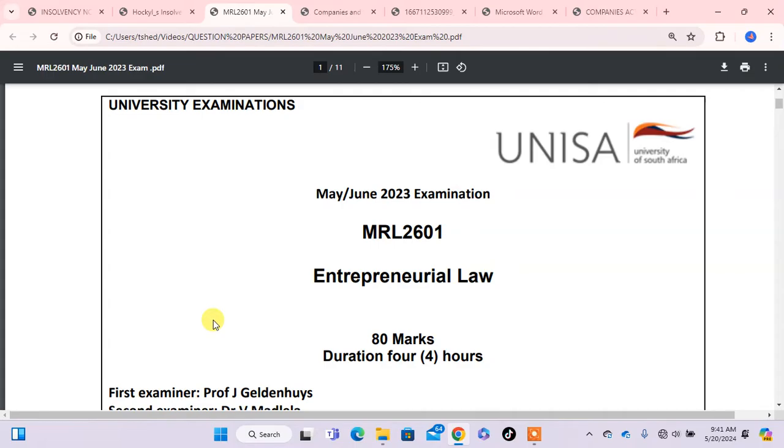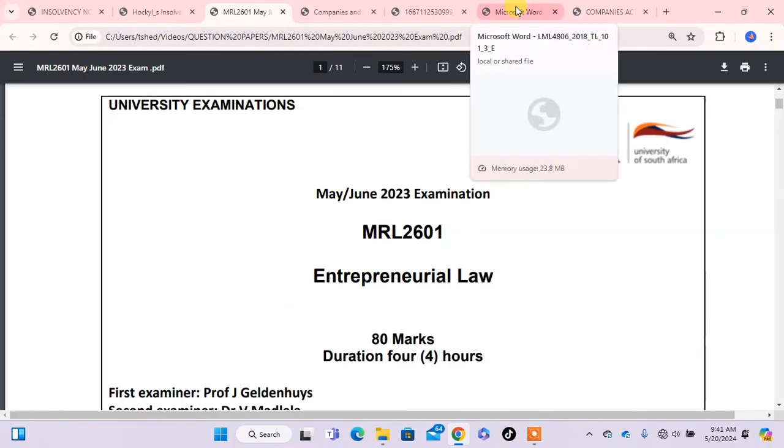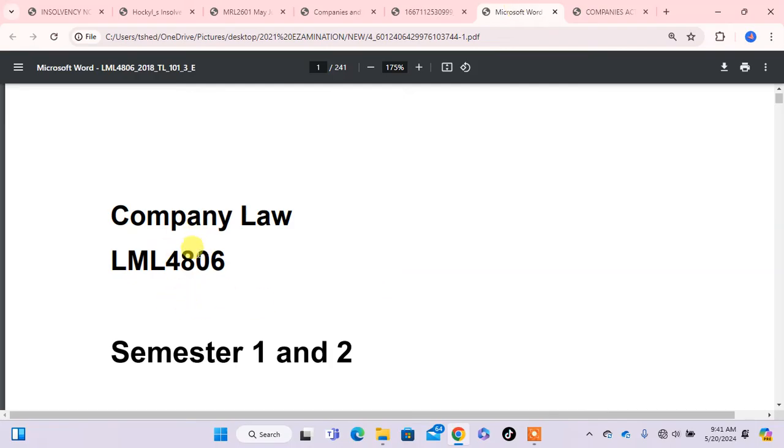Here we are with MRL2601 Entrepreneurial Law, and we will be answering this question for the 2023 examination. You must know about entrepreneurial law. Number one that you must know is that this module is based on company law, which you're about to do soon.